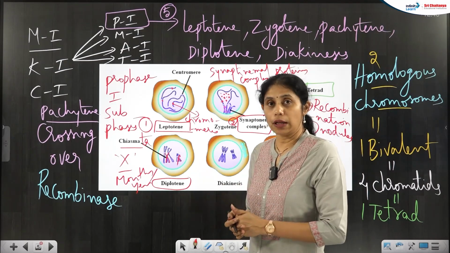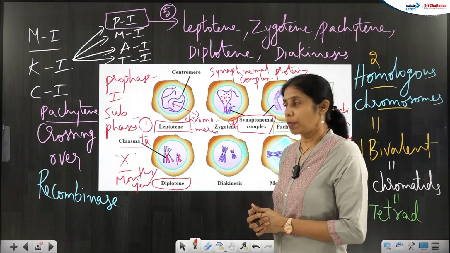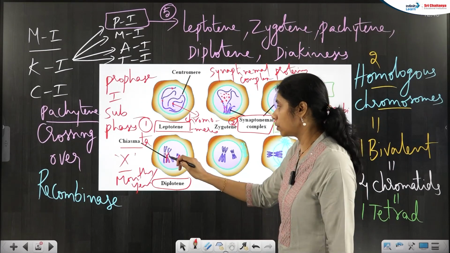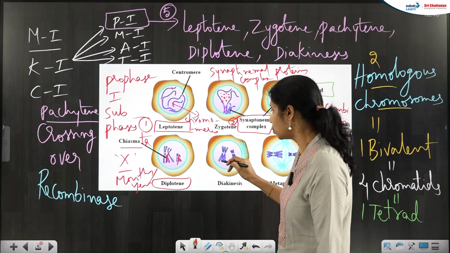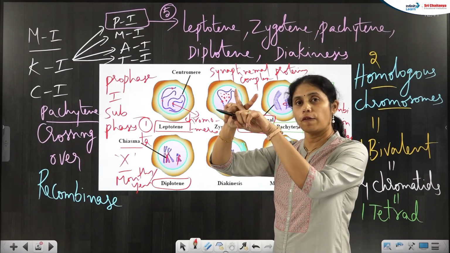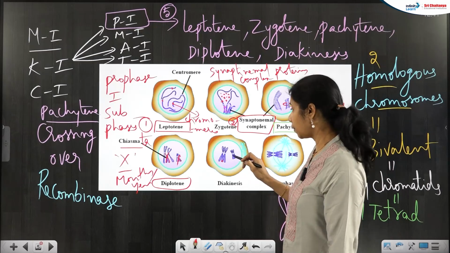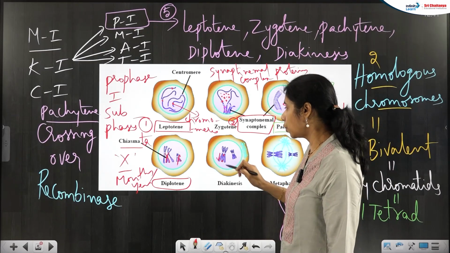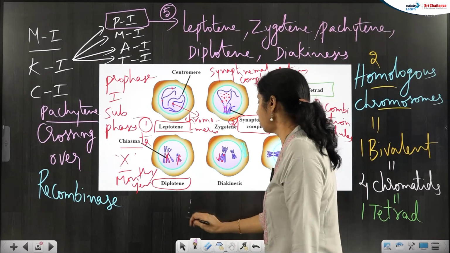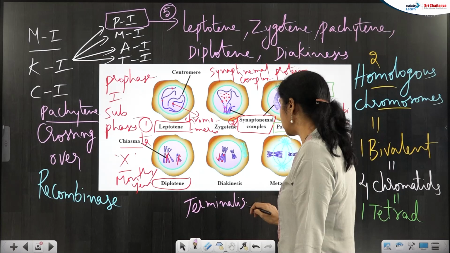Then after the diplotene, the cell enters into the diakinesis. In the diakinesis, what happens? The chiasmata formed from this point will reach the ends of the chromosomes. The chiasmata will move from the point of origin to the ends of the chromosomes like this. The movement of chiasmata from the origin point to the ends of the chromosomes is called terminalization.